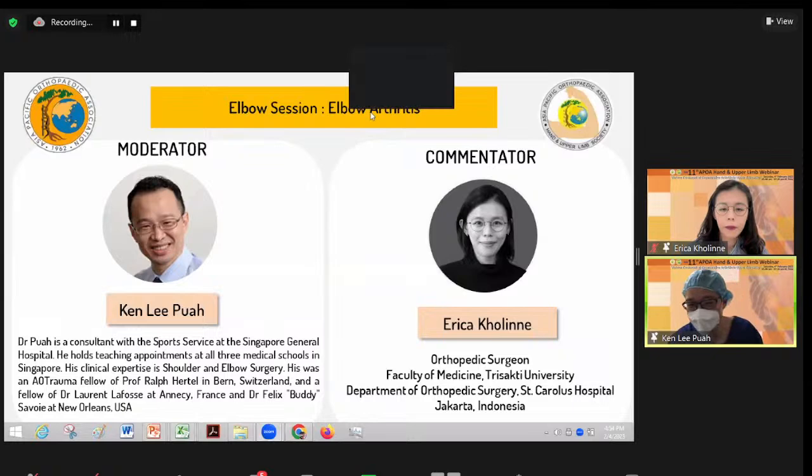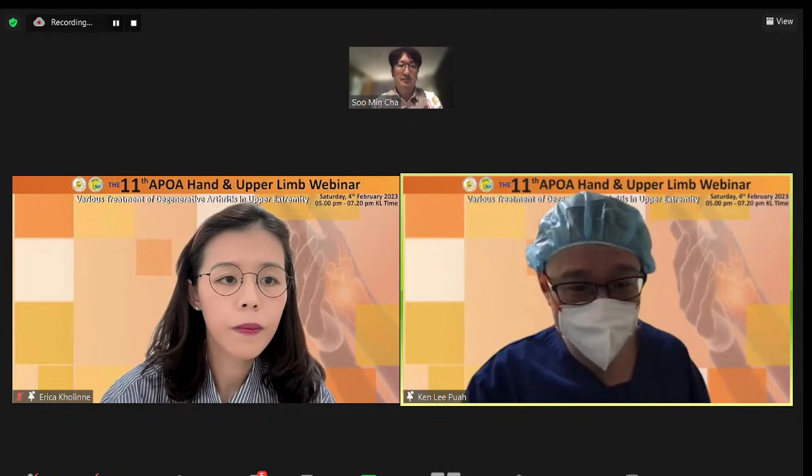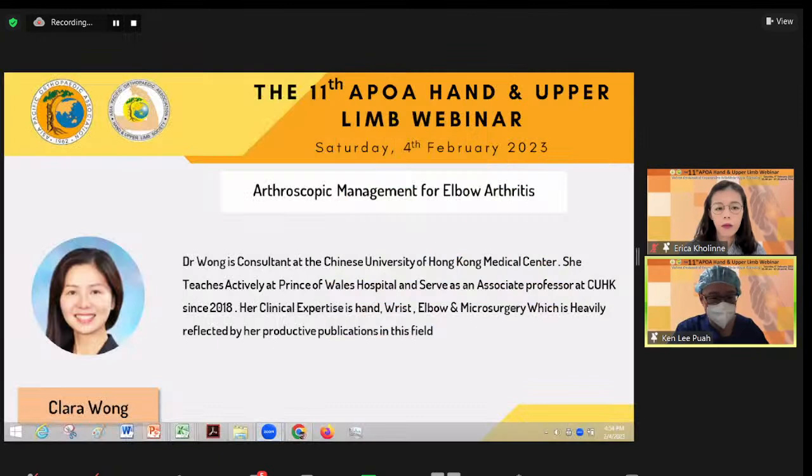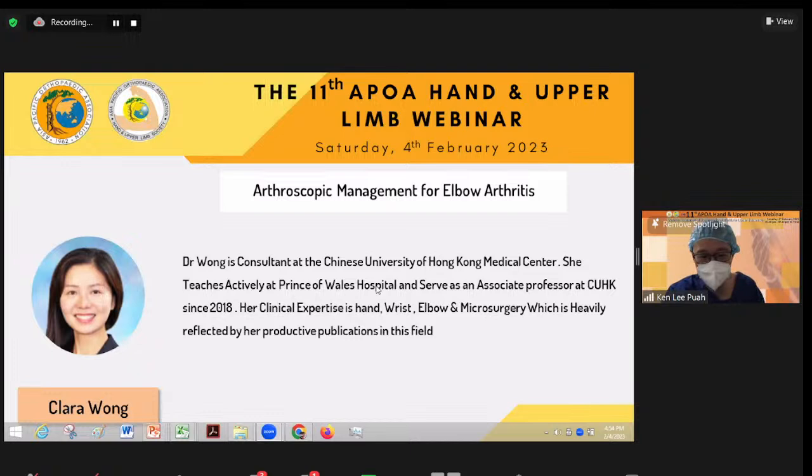I'm going to introduce the first speaker, who is Dr. Clara Wong. Dr. Wong's a consultant at the Chinese University of Hong Kong Medical Center. She teaches actively at Prince of Wales Hospital and serves as an associate professor at CUHK, and she's been there since 2018. Her clinical expertise is in the hand, wrist, elbow and microsurgery, which is heavily reflected by her productive publication in this field. So we'll be playing a video from Clara from here onwards, and we will take questions at the end.